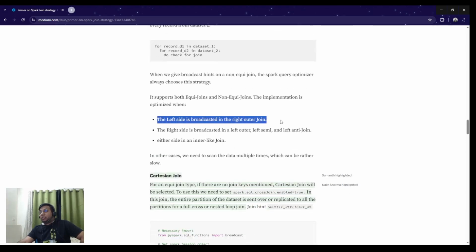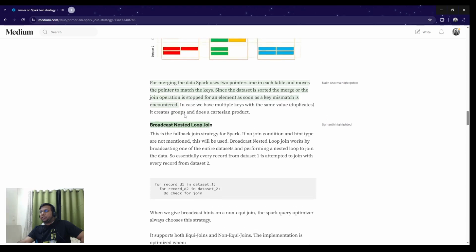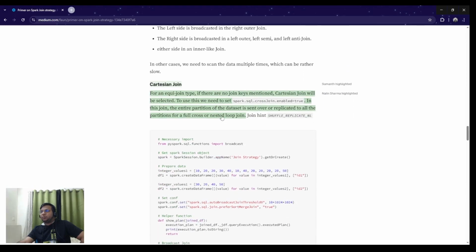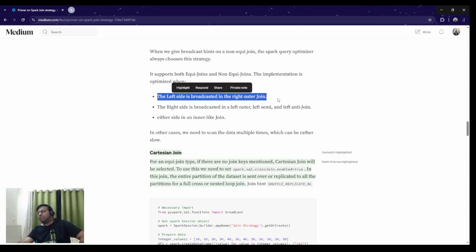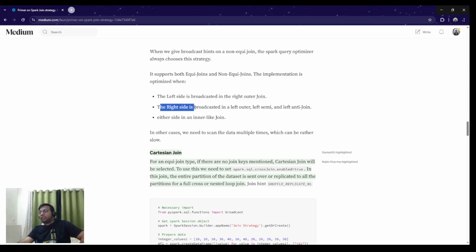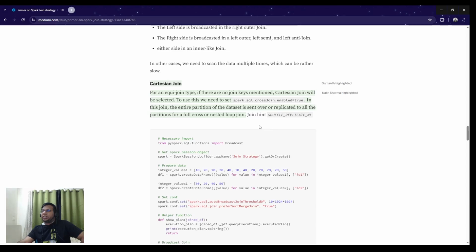There are certain conditions for which table is broadcasted. As I mentioned, this one is getting broadcasted. Which table gets broadcasted is decided on this: the left side if it is a right join, the right side if it is a left outer, left semi or anti join, and either side can be broadcasted if it is an inner join, for example. So these conditions are there.